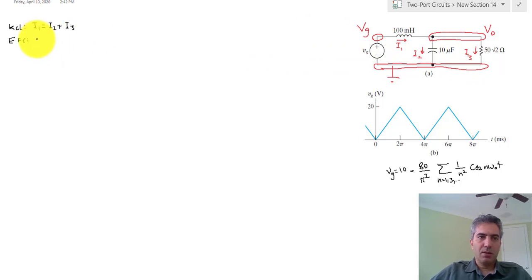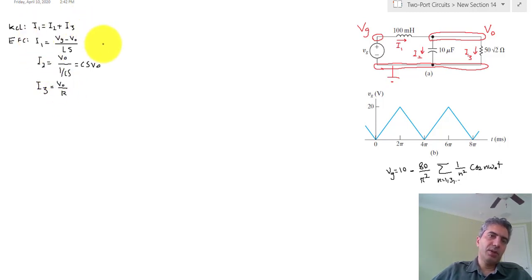So I1 for the inductor is equal to VG minus V out divided by Ls. I'm just going to use general parameters for now, and then once we calculate the transfer function, go back and replace these values. I2 is equal to V out minus 0 divided by 1 over Cs, which is basically Cs V out. Then finally for the resistor, I3, we have V out minus 0 divided by R.